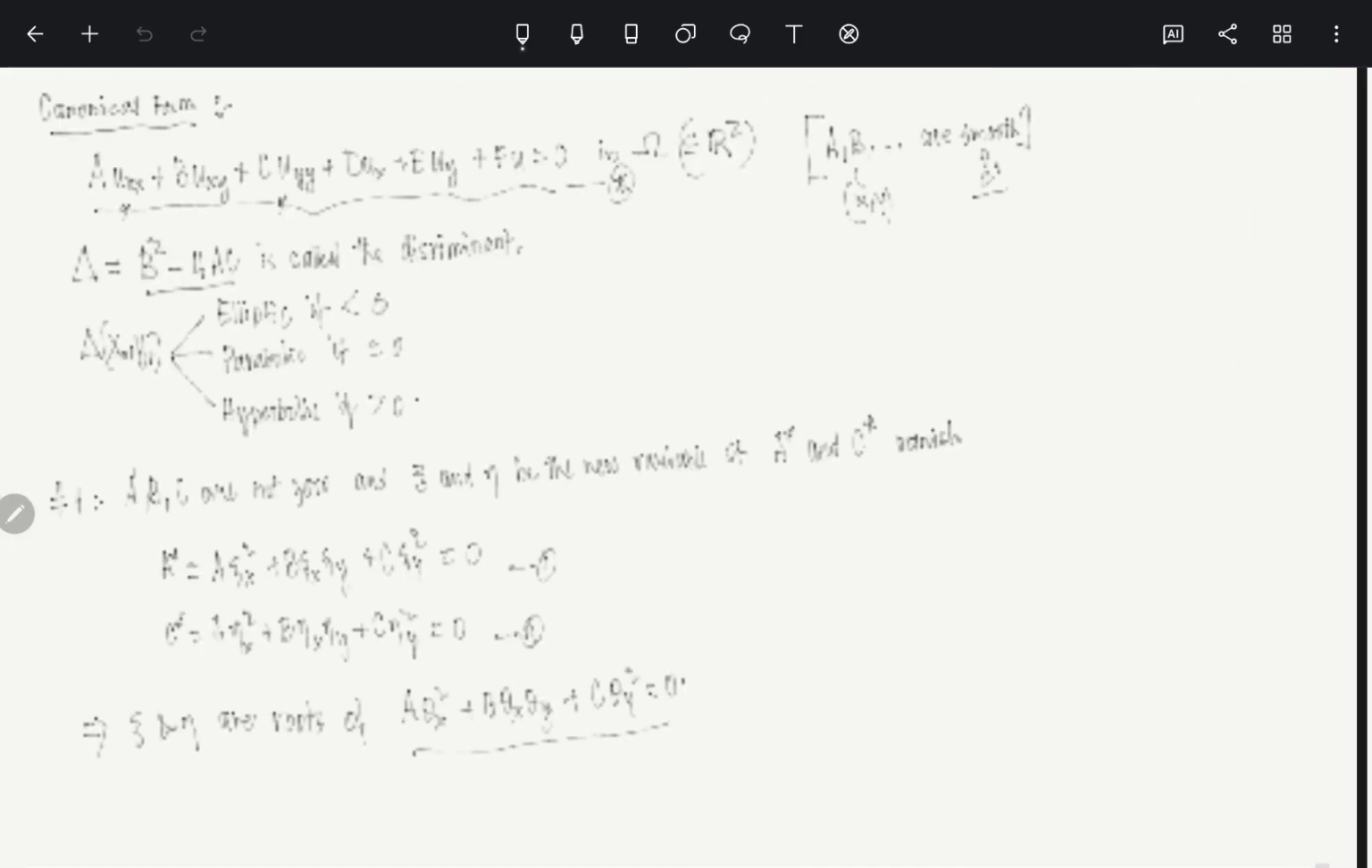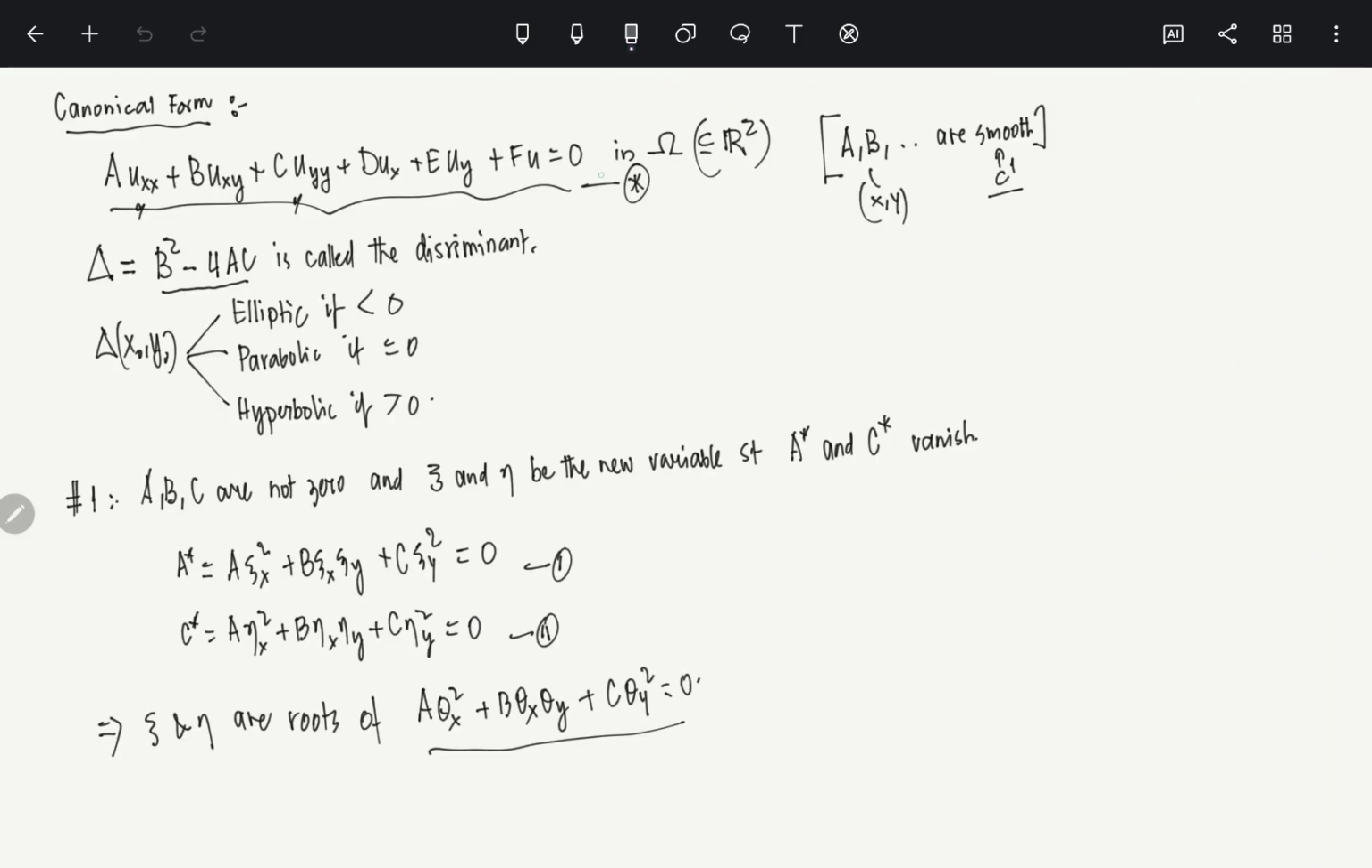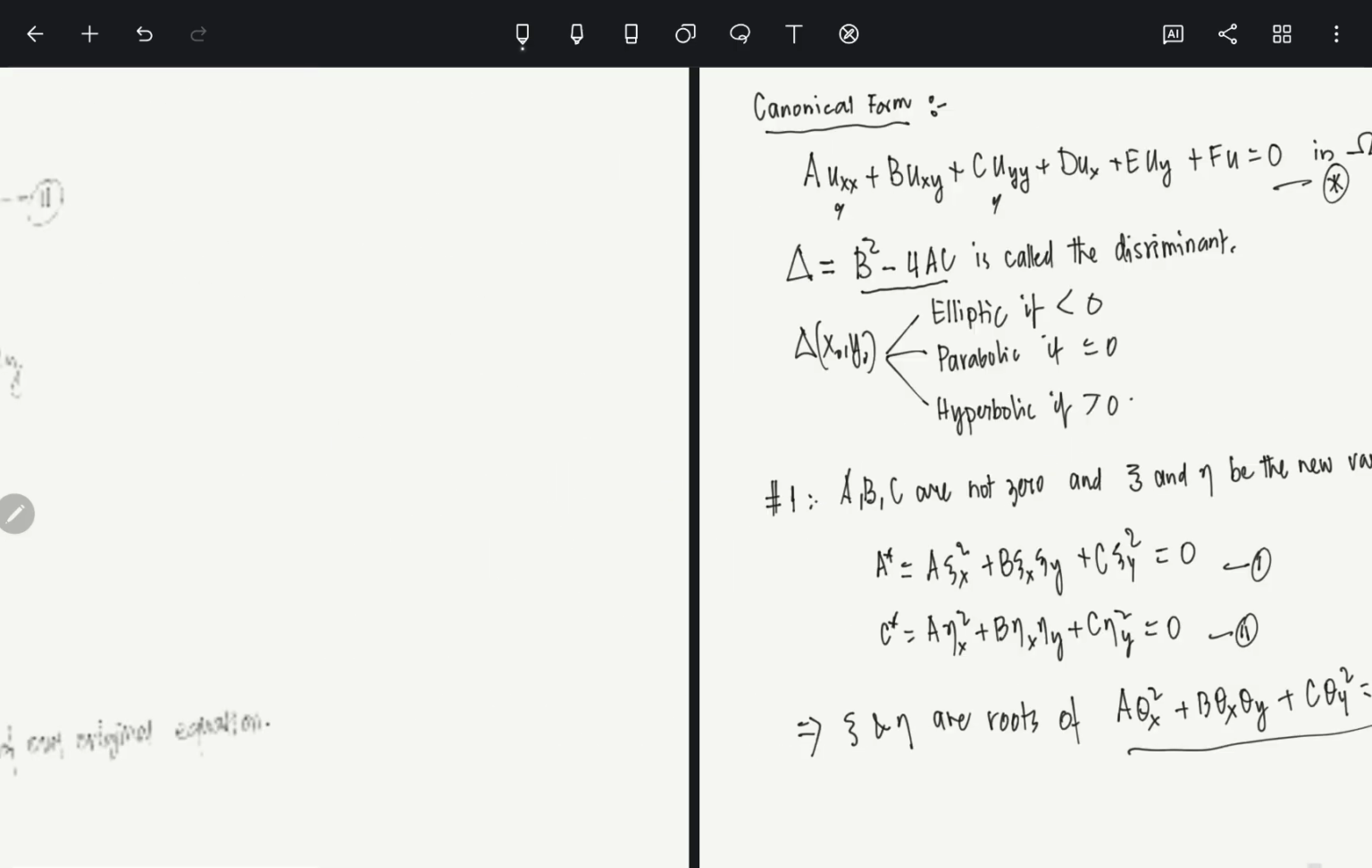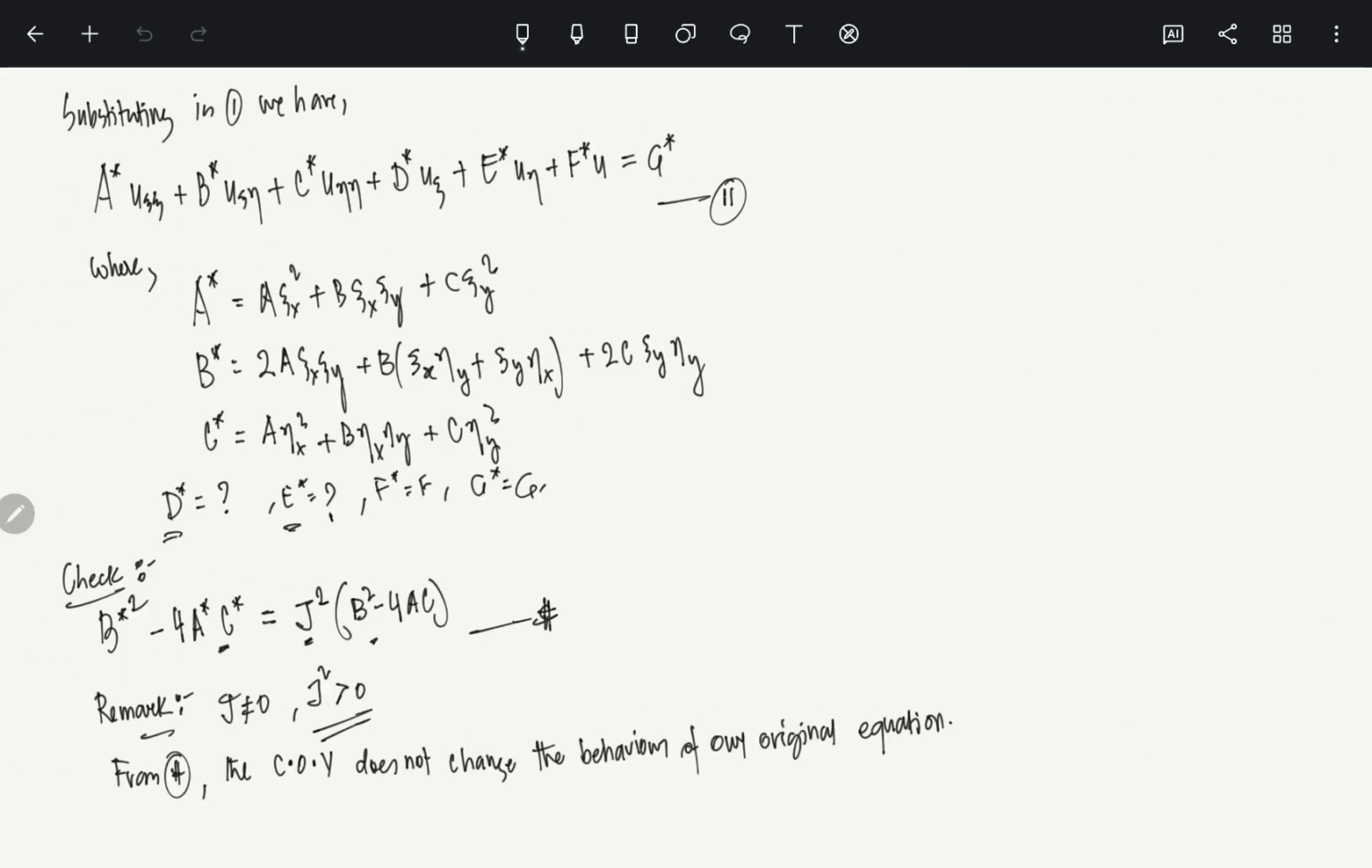We have an equation. Initially this star equation is given to us. It's a complicated equation. In the earlier video we saw that we can reduce this to this transformed equation, which is in terms of A star, B star, C star and xi and eta, where all of this is given like this. Now what we did is we chose our xi and eta in such a way that A star and C star are 0.